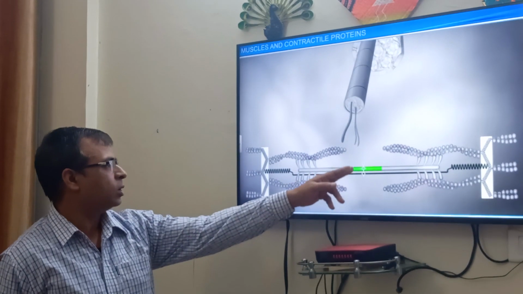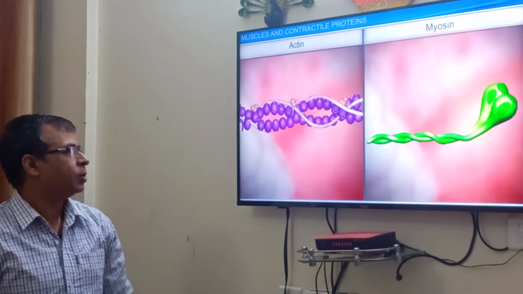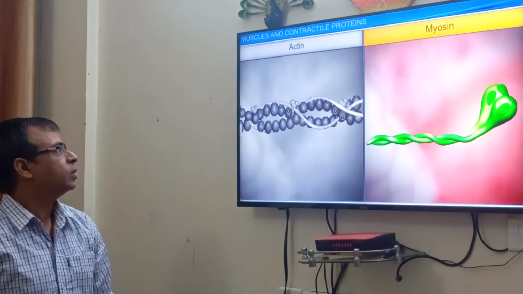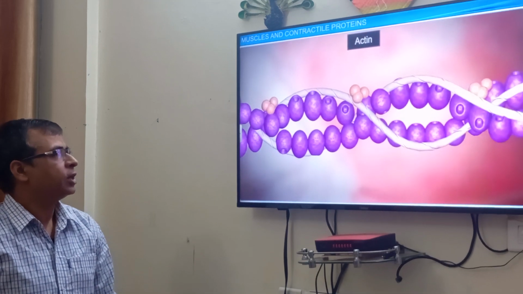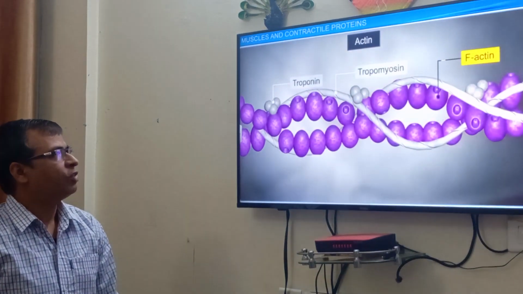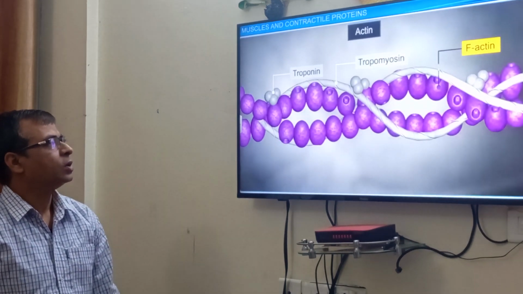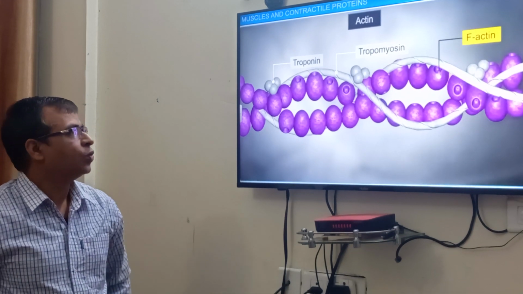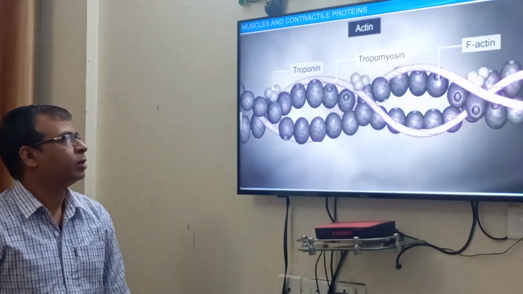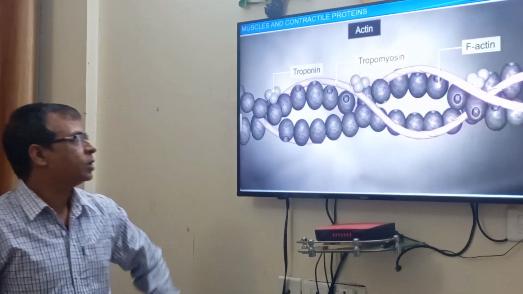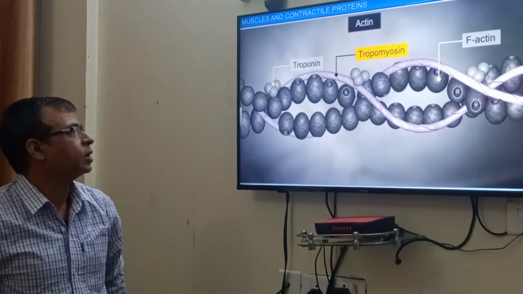This is the M line, and this H zone is not overlapped by actin and myosin. This is the structure of actin. There are three types of proteins: two F actin filaments that are helically wound, and two tropomyosin protein filaments. You can see these are also helically wound, quite like a rope.